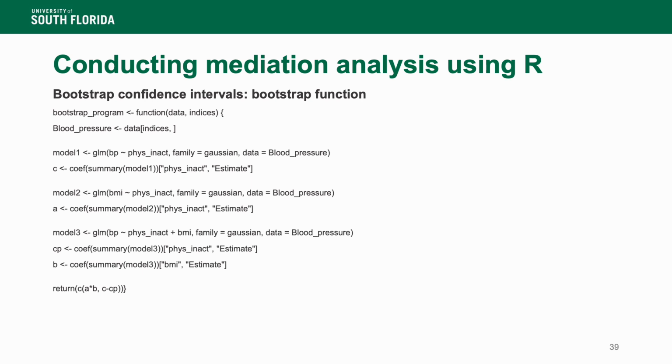You can see that within this function, we essentially tell R to run those three regression models that we've already run manually before, to save the coefficients from each of those regression models, and then in the end to return to us the product of A times B and the difference between C and C prime.